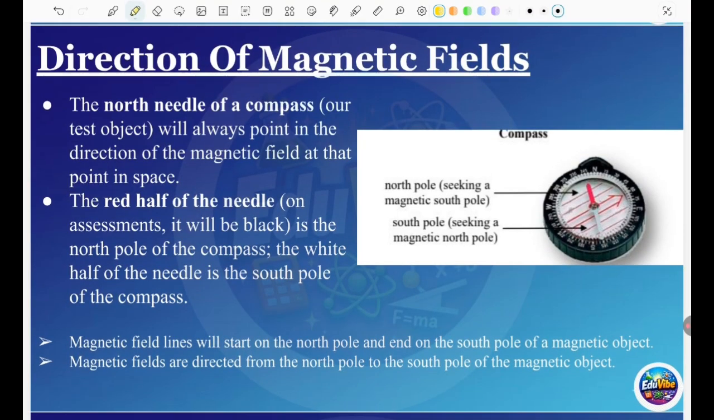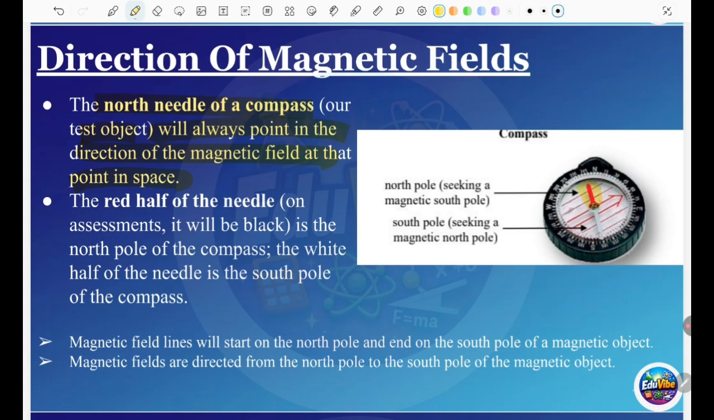The compass is the thing which we have, and it also has a north and south pole. So for the direction of the magnetic field, the north needle of the compass, the test object, will always point in the direction of the magnetic field at that point in space. So you can see the compass. When we see the compass, the north needle is always going to point along the magnetic field.